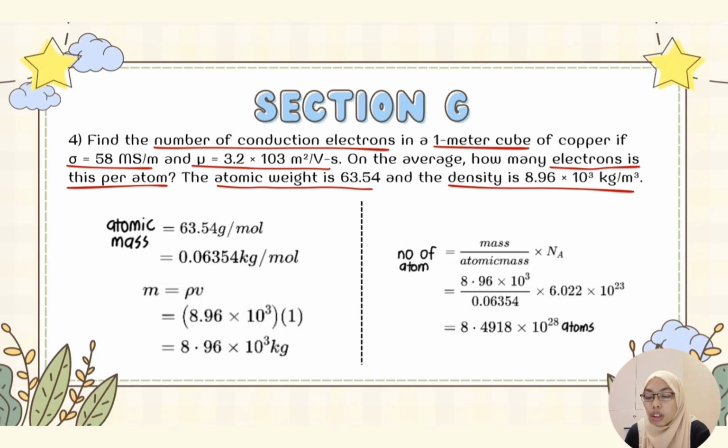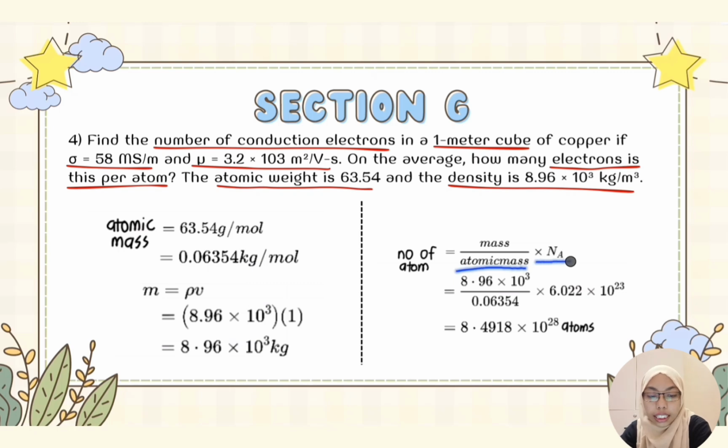Next step, we need to find the number of atoms, but we don't have the mass value, so we need to find the mass value first. From the rho equal to m over v, and we rearrange the formula, we can get m equal to rho v and equal to 8.96 times 10 to the power of 3 times with 1, and we can get mass of the cube of copper is 8.96 times 10 to the power of 3 kilogram. And we change the atomic mass, we can get 0.06354 kilogram per mole.